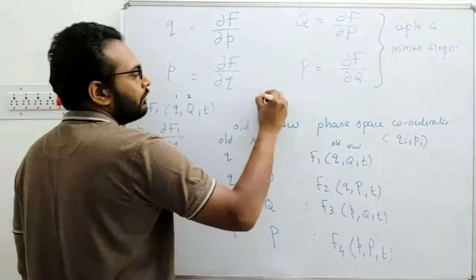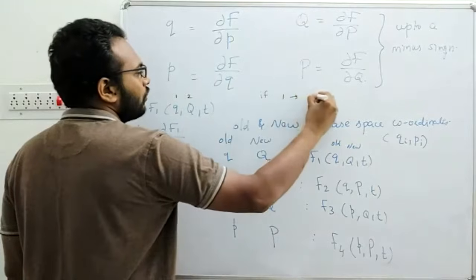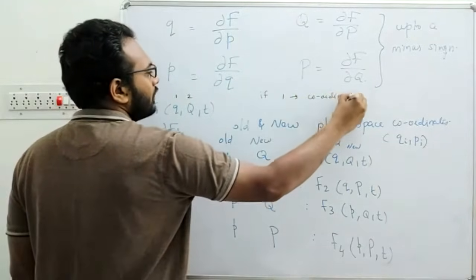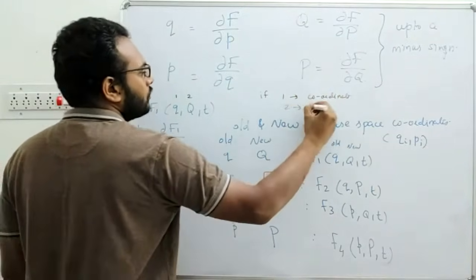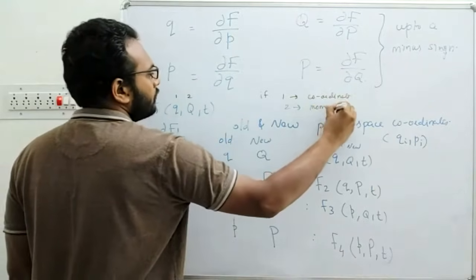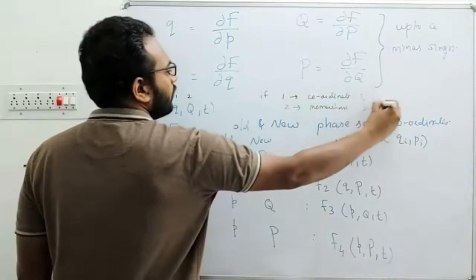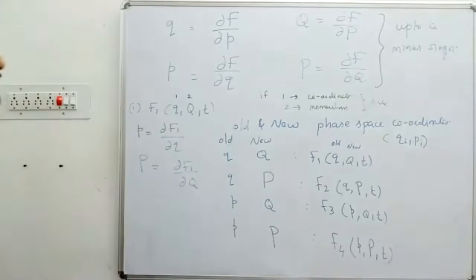Okay. If 1 corresponds to coordinate and 2 corresponds to momentum, then we have all positive. Otherwise, we have negative. This is the easiest way to remember.